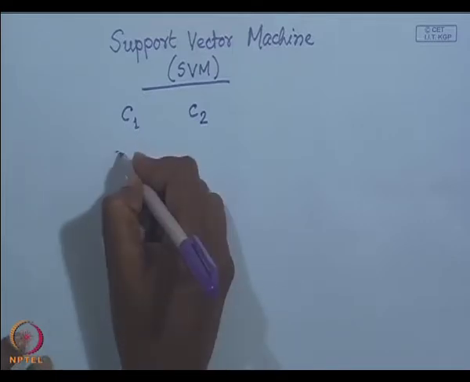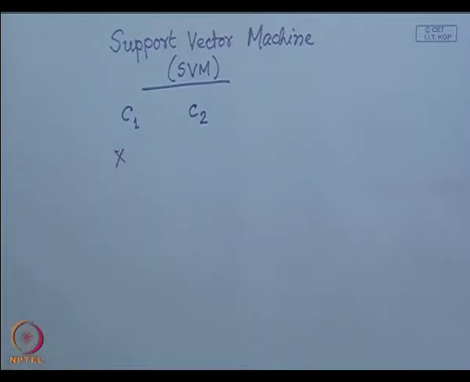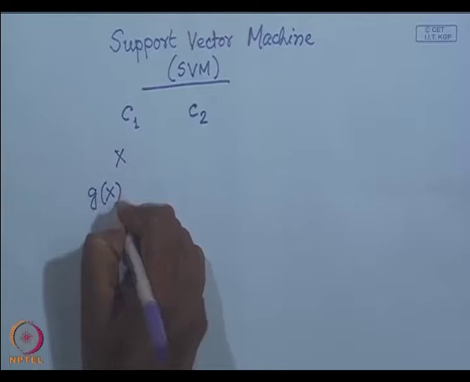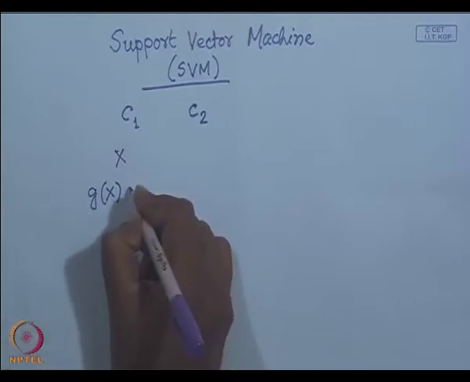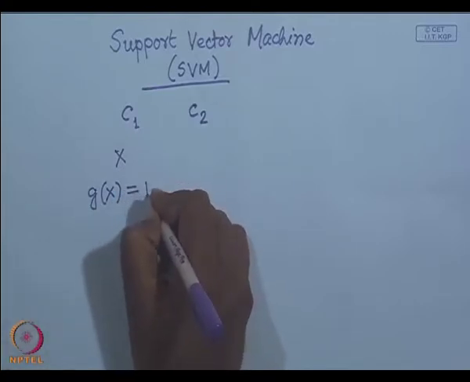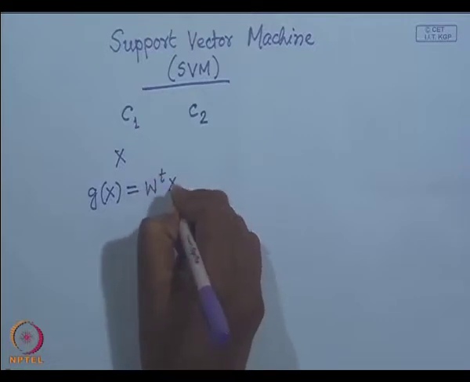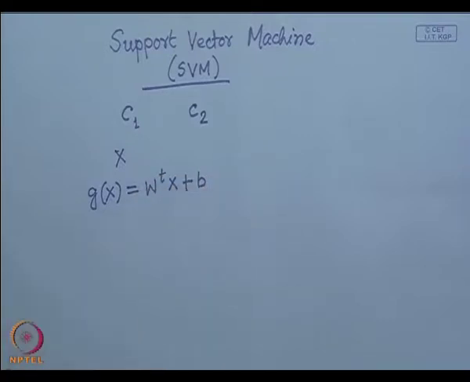An unknown feature vector x is to be classified as belonging to either class C1 or class C2. For doing this, when we talked about the linear discriminant function, we defined a linear discriminant function, say g of x, which was put in the form w transpose x plus b.